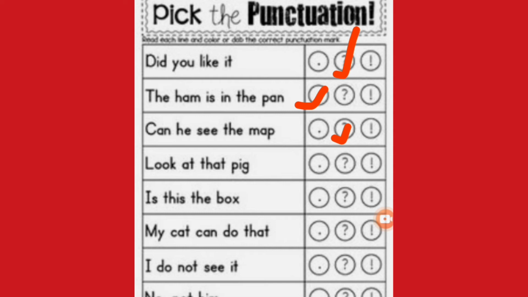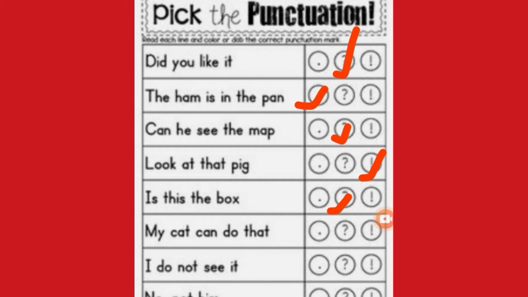Next one is, look at that pig. So this is an exclamatory sentence. So we have to just put an exclamation mark here. Next one is, is this the box? Is this the box? So this is a question. So we have to put a question mark.